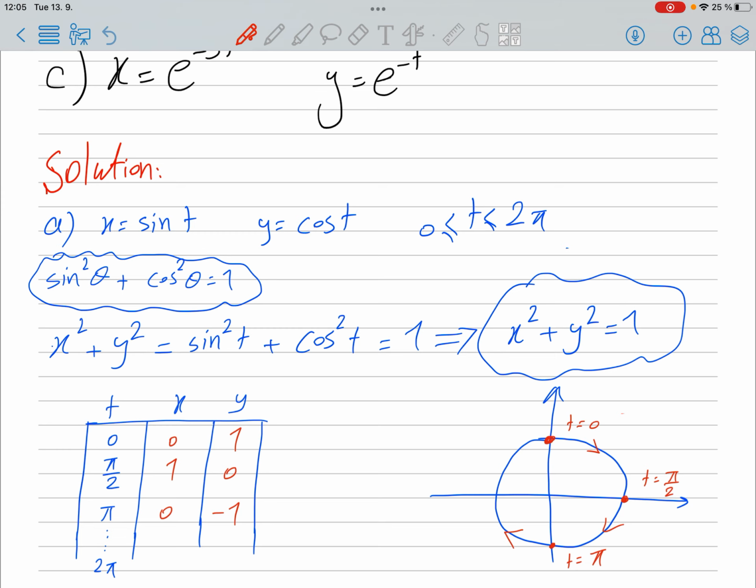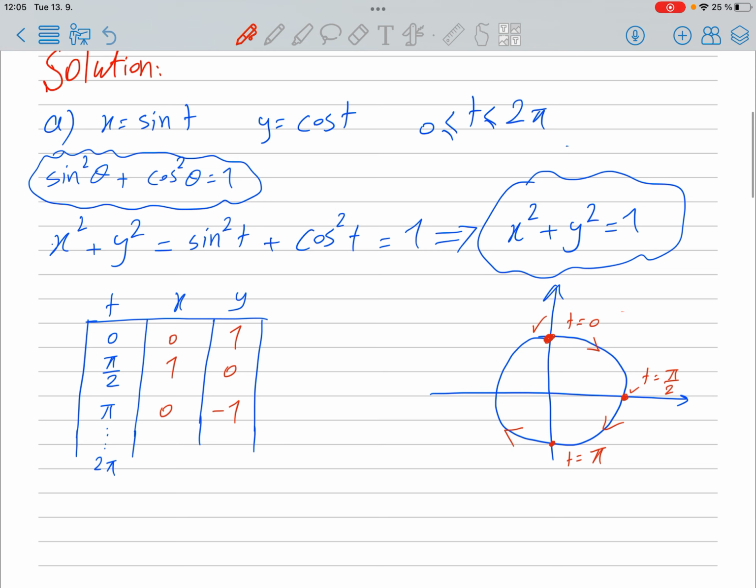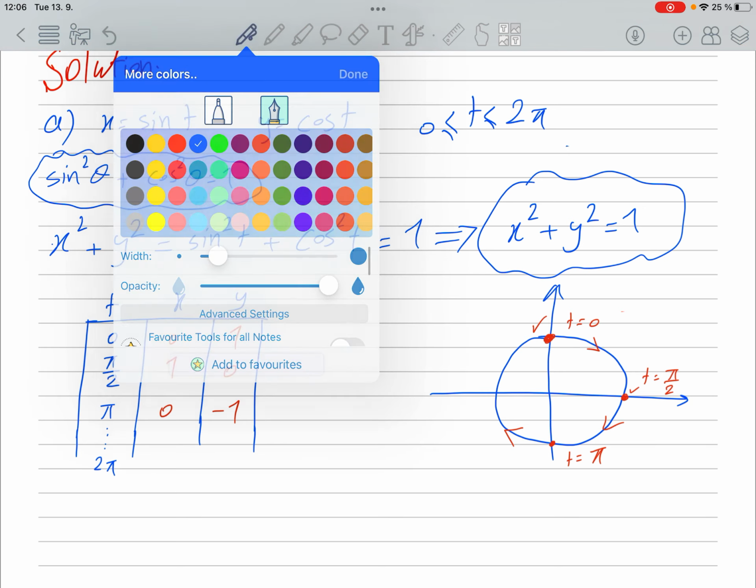So suppose that you have a particle moving along the circumference of the circle. At t equal to 0, it is exactly here, and at t equal to pi over 2, it is here. Therefore the direction of the unit circle is in that way. So, okay, now let's move on and solve the second example.